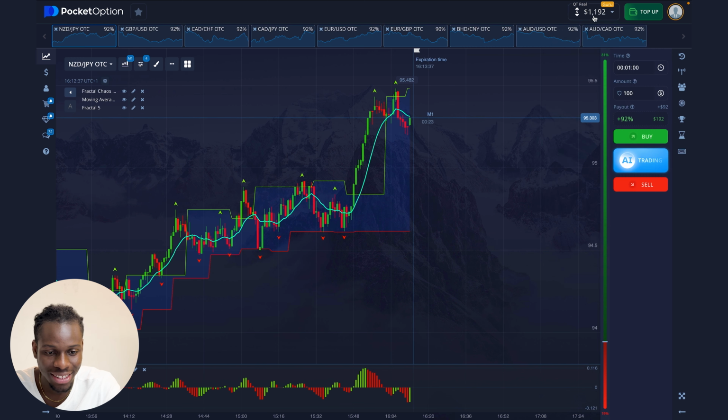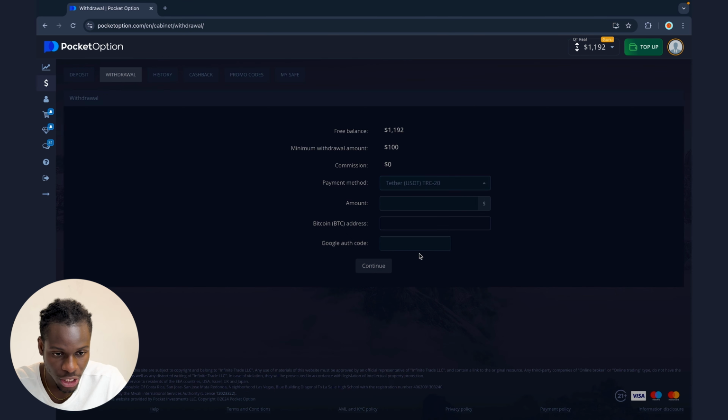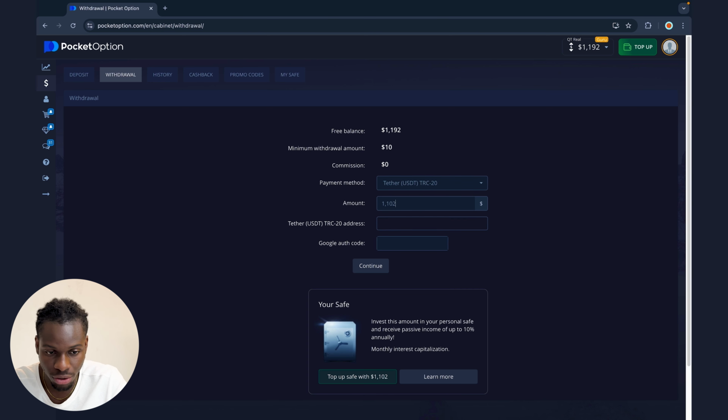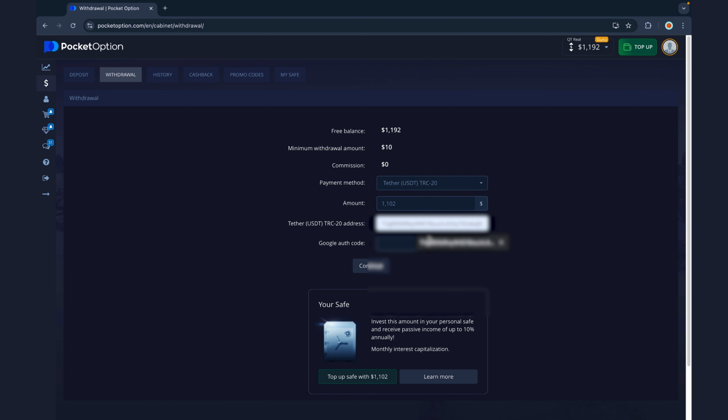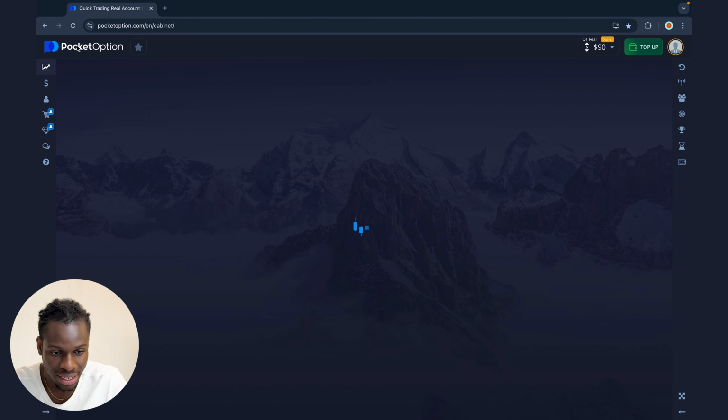Let's move on to withdrawal, guys. So today's profit amounts to $1,100, guys. As you can see, the withdrawal has been successfully completed. And that's it for today's trading session, guys.